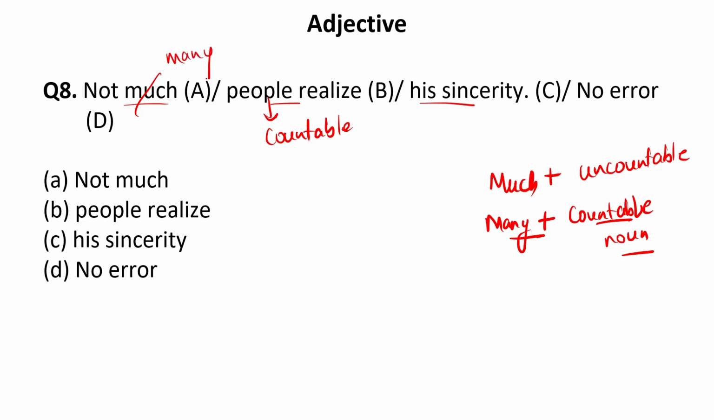So not many people realize his sincerity. Therefore, the error is in part B. So our answer is B. Sorry, this much word is written in part A. So the error is in part A. So our answer is A, because this part contains the error.